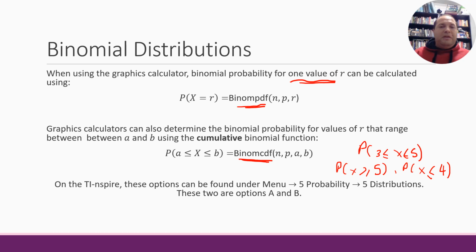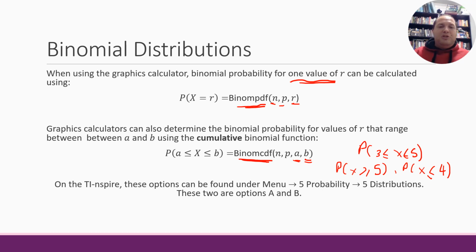So binomial PDF is for one r value. If you've got multiple values on a range you want to add up, say the probability of less than 5 successes or greater than 5 successes, you would use CDF. The only real difference in your calculator is that for just one r value, you'll put in n, p, then r, your one number of successes. For CDF, you'll be asked to put in your lower limit and your upper limit of successes.